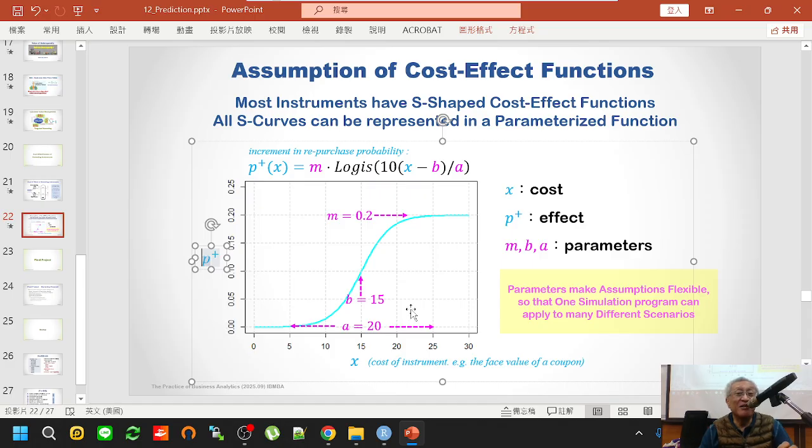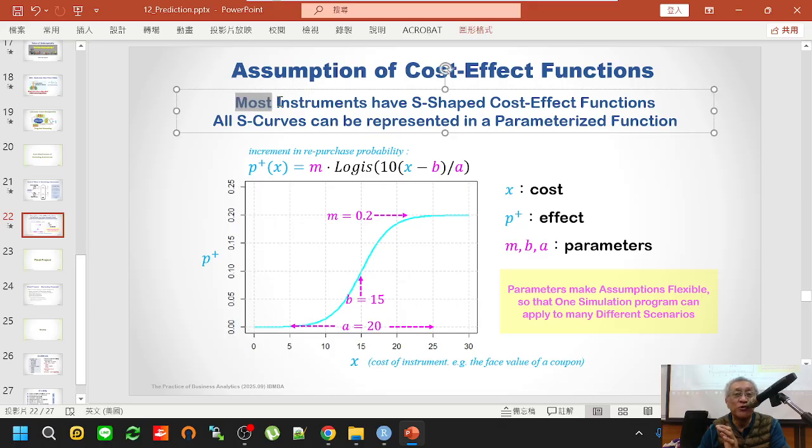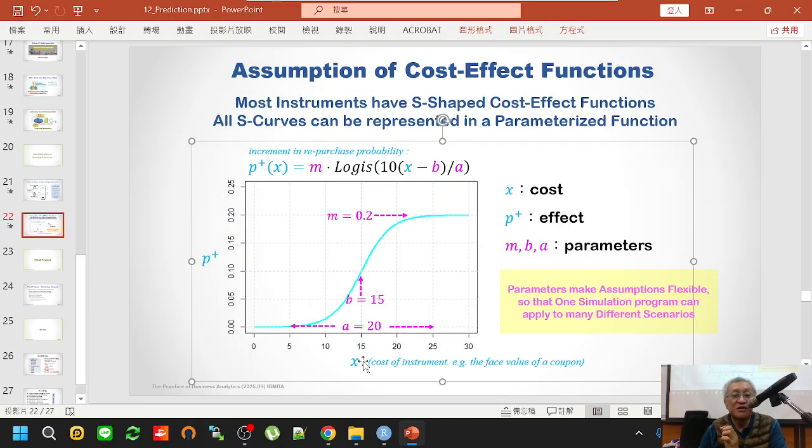Okay, and up to a certain point, the marginal effect would kind of saturate, right? In economics, we call it the diminishing marginal effect, right? So basically, all of the marketing instruments, or I should say most of the instruments, would take an S-shaped cause-effect function, okay? Which means that this is the cost.